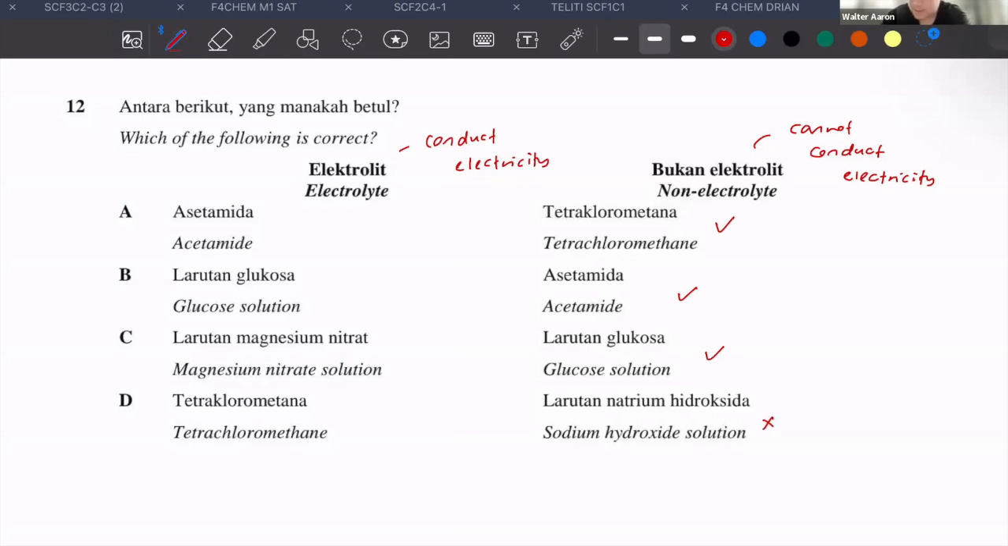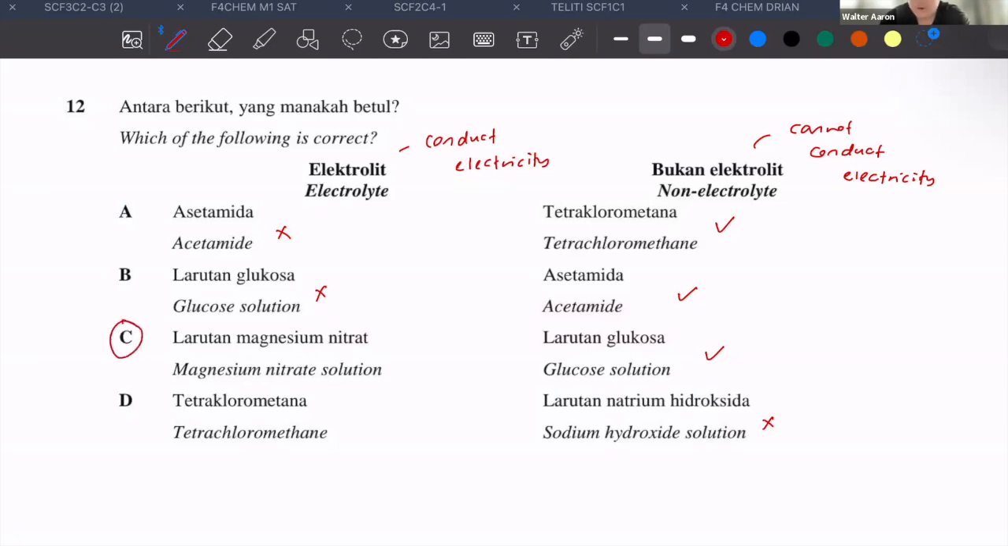But among all these 3, you have to look for something. A, B, C is the only choice that you have left, but you have to choose something that can conduct electricity. Acetamide cannot and glucose cannot. Why? Because they are made of simple molecules. Simple molecules have no charged particles to carry electricity. So the only answer here will be left with C.